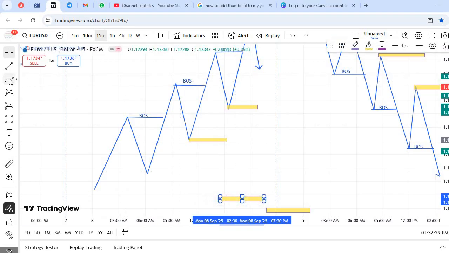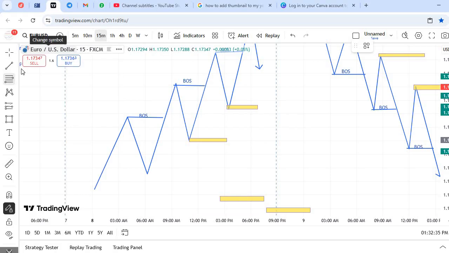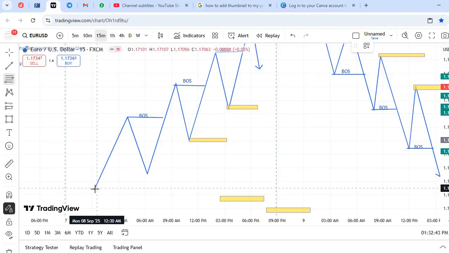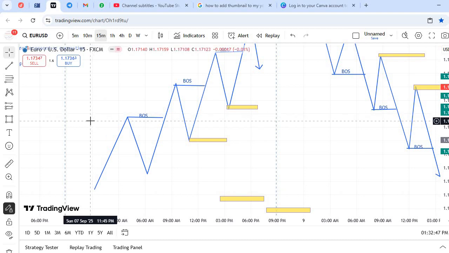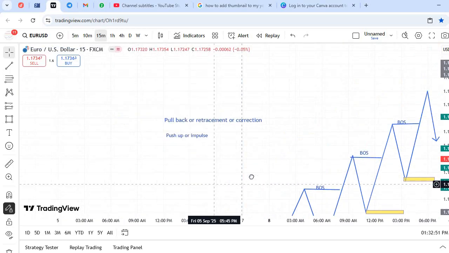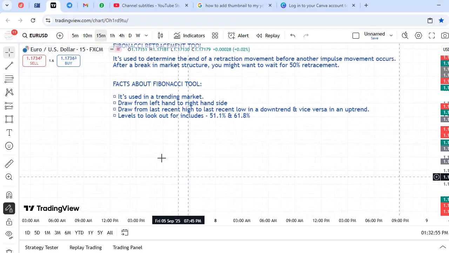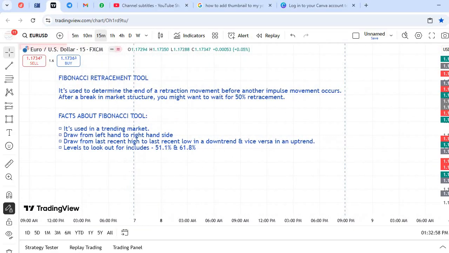This is where we have the fib tool. You click on this place. The first one is the fib tool, and you can either click on it, or just come here and click on it directly. Once this one is sticky, you come here. So in an uptrend, okay, let me go back and explain some other things before we do the practical. So that is the idea of the fib tool.